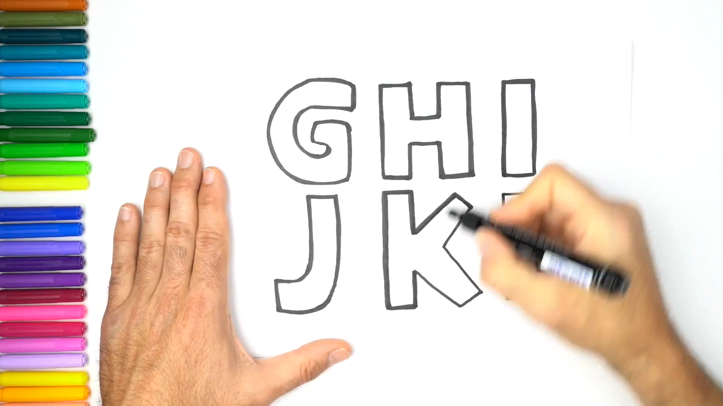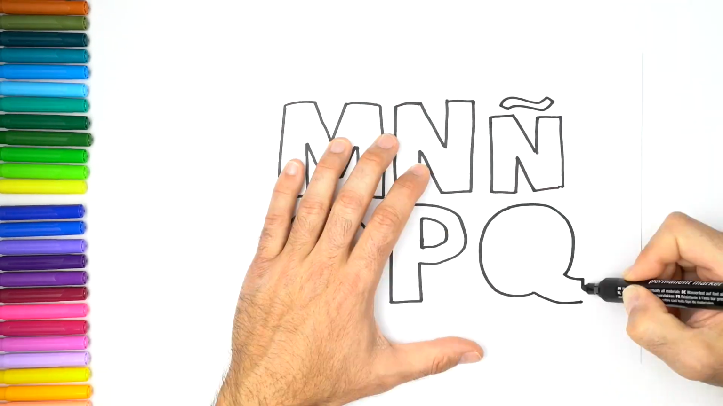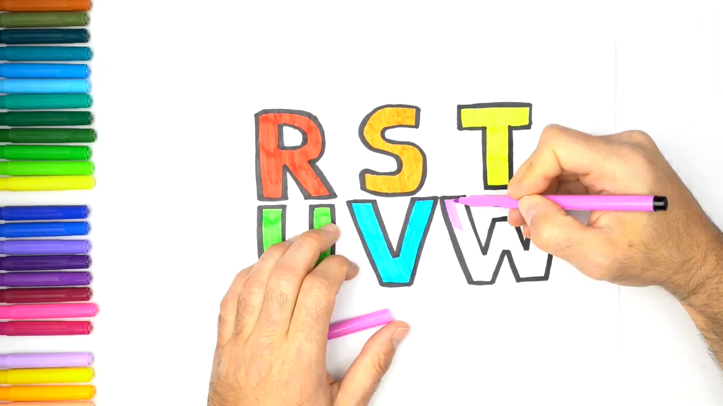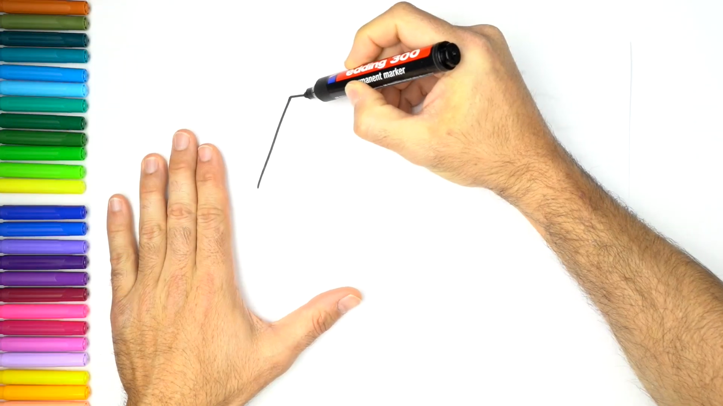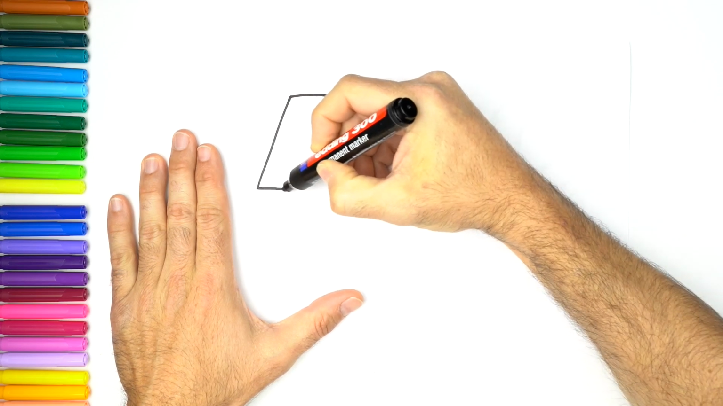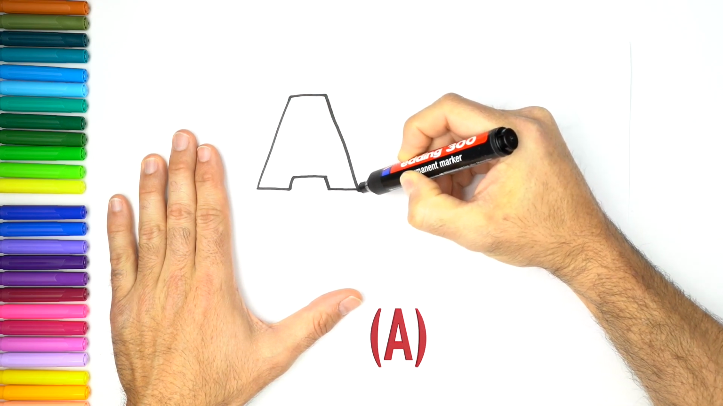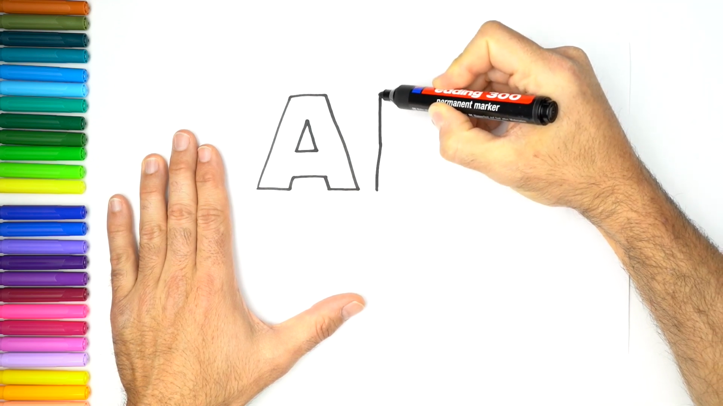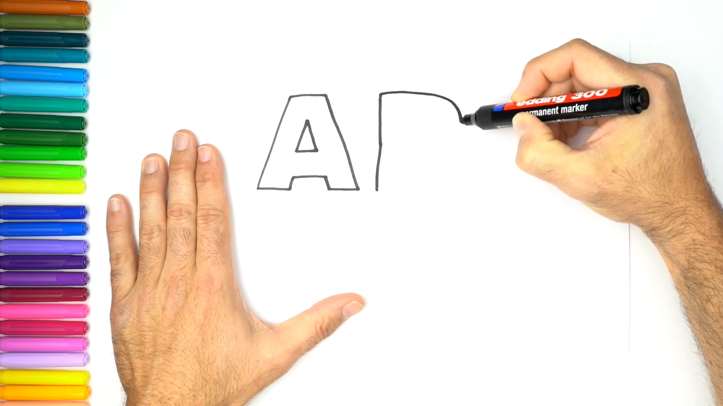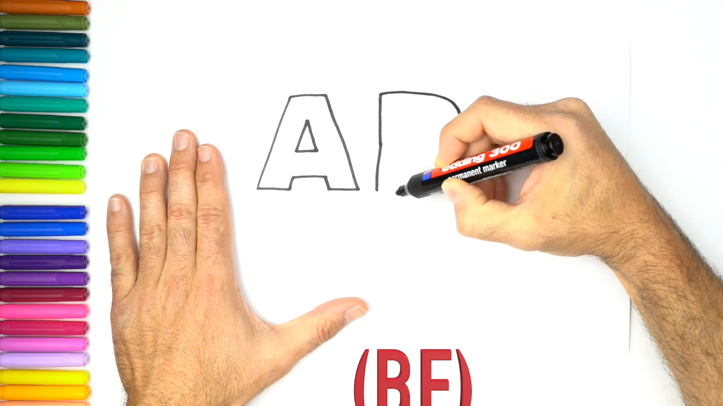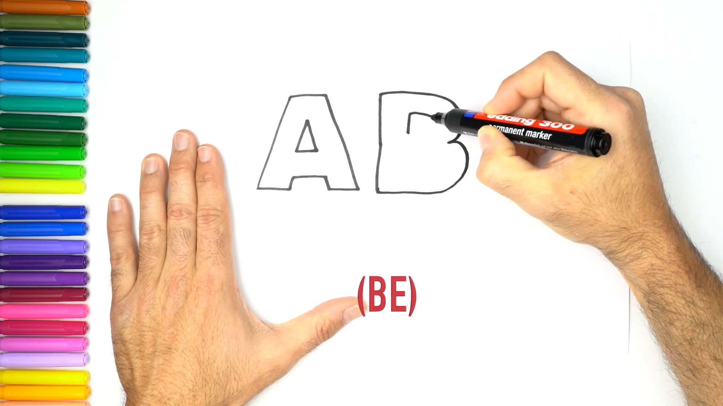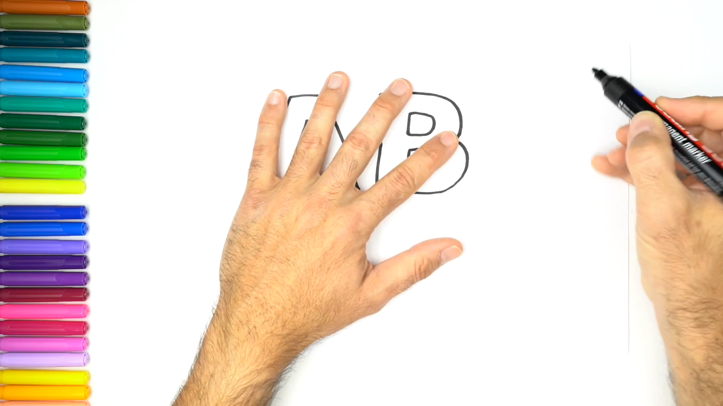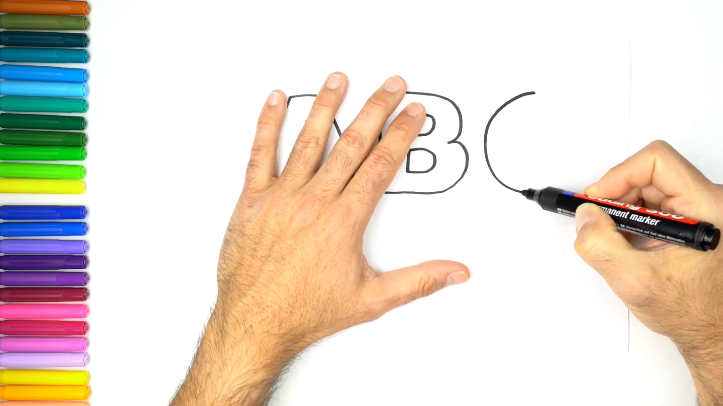Today we are going to draw the alphabet while we learn Spanish. Let's go with A. A. Let's go with B. B. Let's go with C. C.